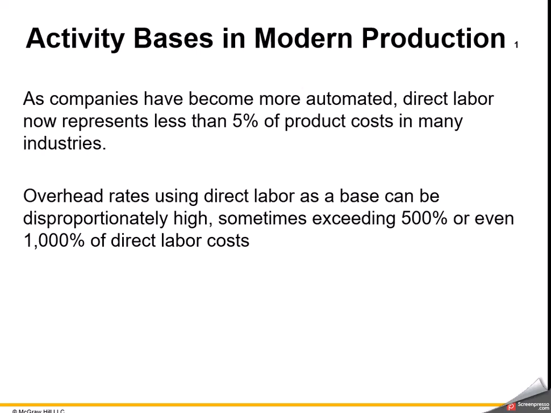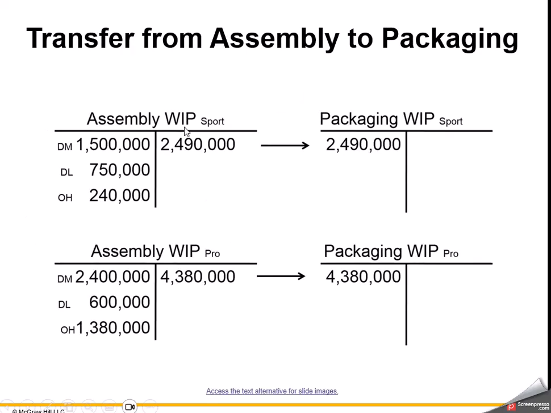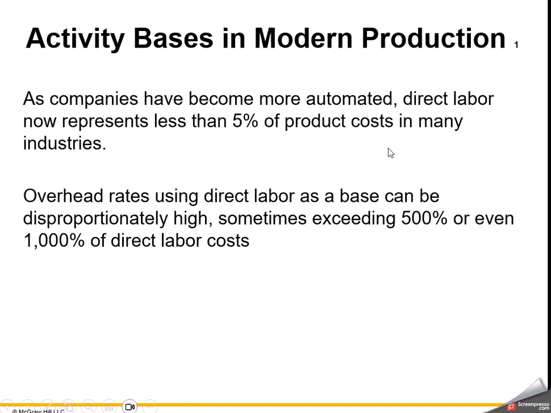Oops, I'm sorry, let me go back. So this is going from one department to the next department. We have an assembly work in process, and then we have a packaging work in process. So we have to assemble it first, and then it moves into packaging, and then from packaging, it would go to finished goods.